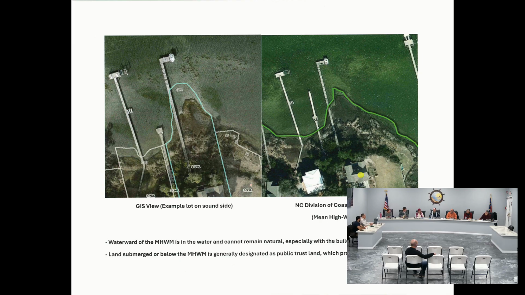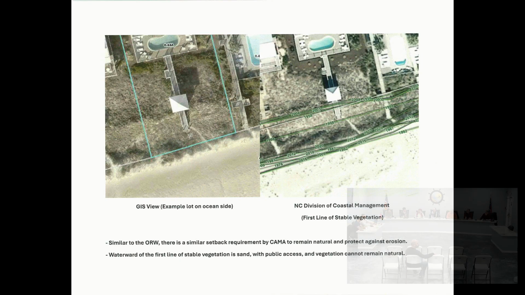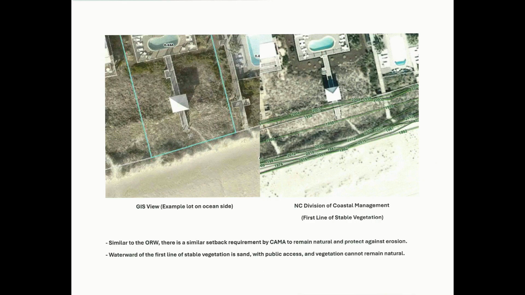Putting a general practice in writing. Yes, sir. So these are my examples. Like I said, I picked a random lot on the ocean side. First one is a GIS view. Second one, we pulled up the first line of stable vegetation through the Division of Coastal Management website.